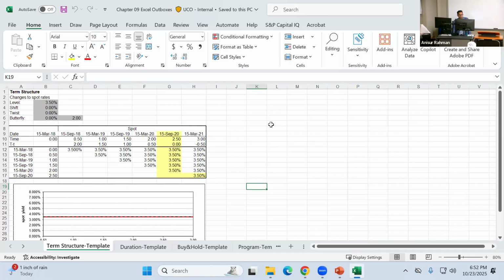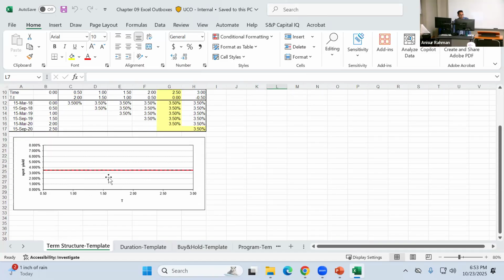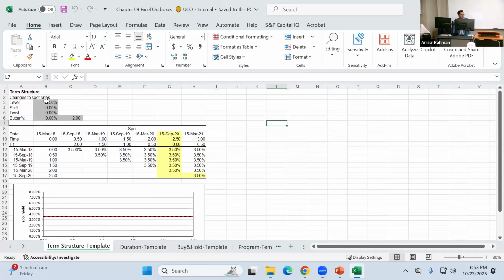So what you see, everyone was able to download this, right? Okay. So the current interest rate is a flat yield curve. Regardless of the maturity, it is always at 3.5%, to keep things simple. That's why you see 3.5% here.